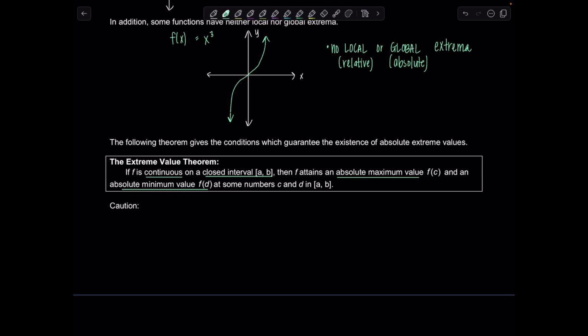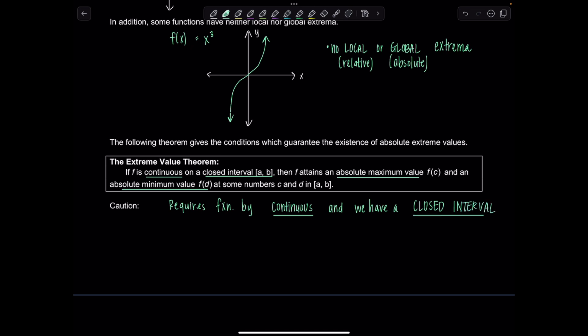But did you notice there's two conditions that your function needs to satisfy? Yes, it requires that your function be continuous and that we have a closed interval. Oh, we're going to investigate that. Don't you worry. A closed interval. Closed interval, did you notice they wrote it out? It's from a to b, so we have to include both endpoints.